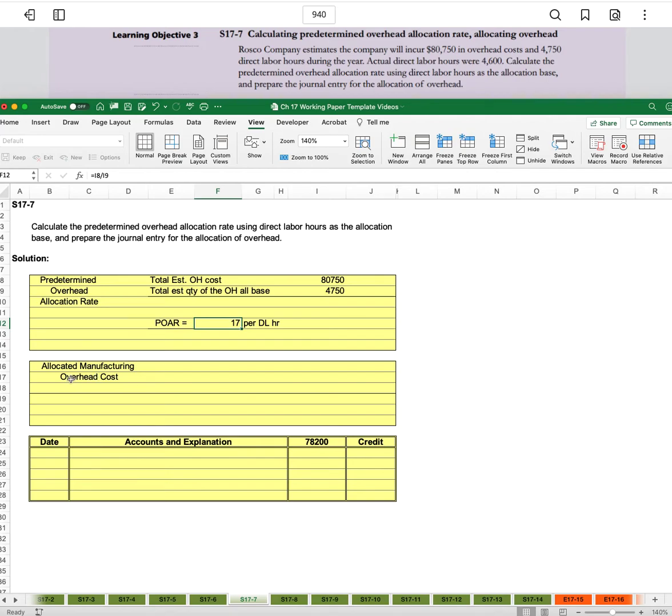Allocating manufacturing overhead costs, as far as words go, is our predetermined overhead allocation rate times the actual quantity of the allocation base. In this case, we know our predetermined overhead rate is 17, calculated above. The actual quantity was 4,600. If we multiply those together, we get 78,200.